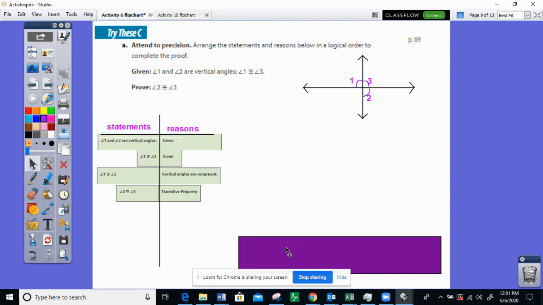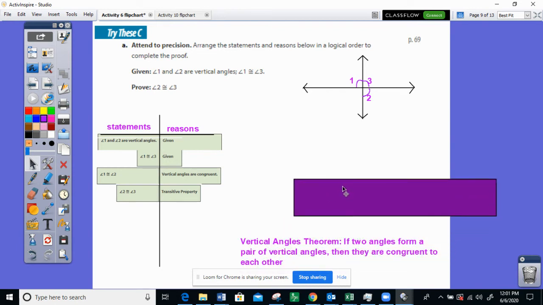One last thing that I wanted to show you on this problem, this vertical angles are congruent. We call that the vertical angles theorem. That's the name of the theorem that we proved as the very first example in this activity.